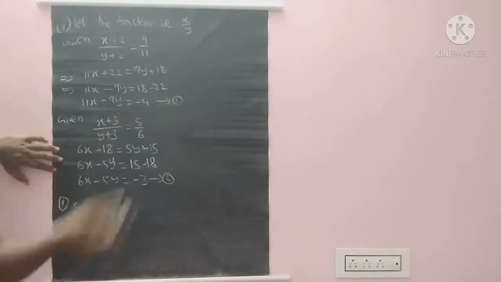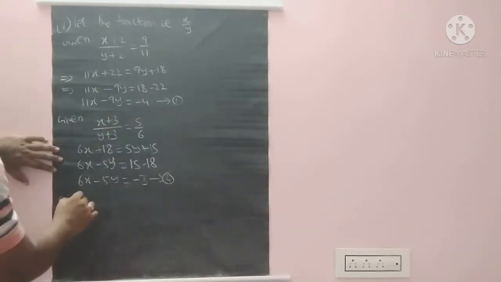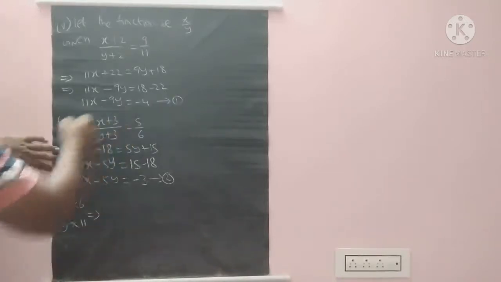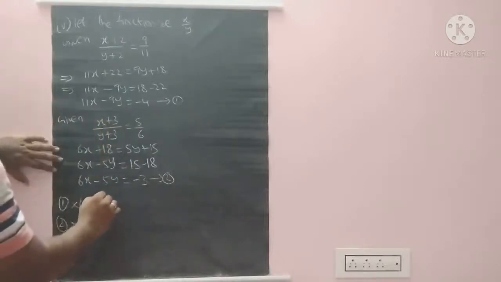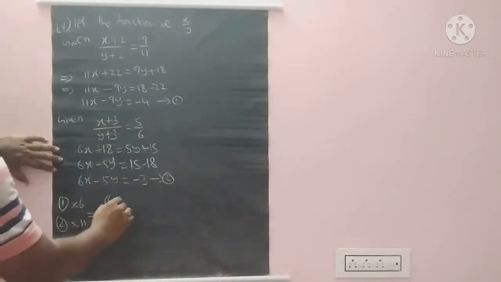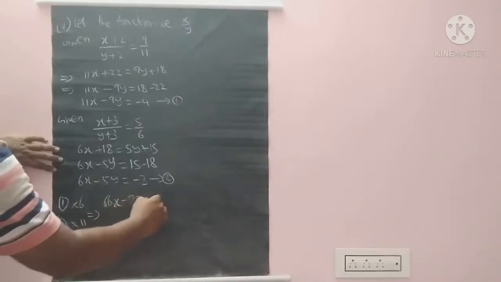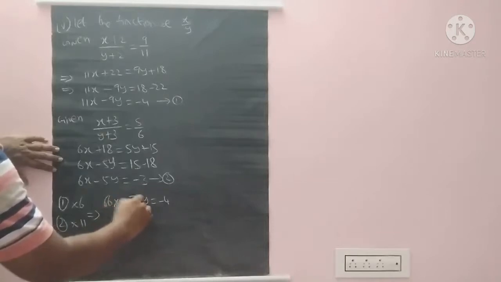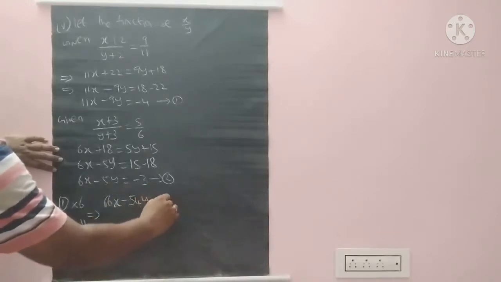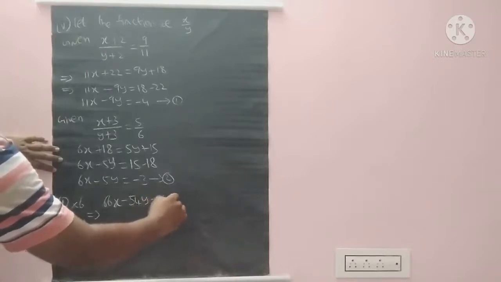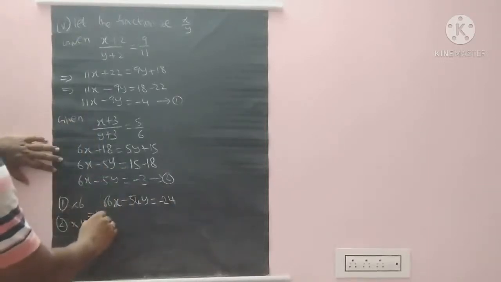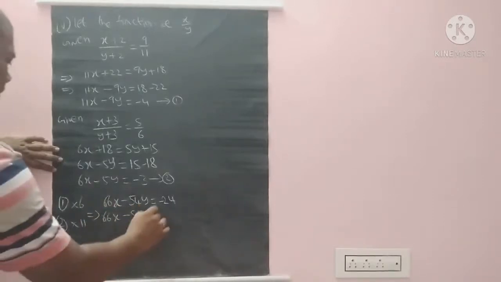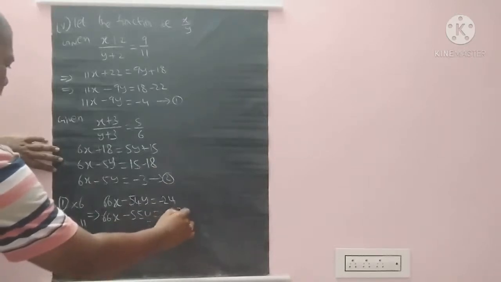Now equation 1, I will multiply with 6, and equation 2 with 11. So 1 with 6: 6 elevens, 66x minus 99y, 6 nines are 54y, minus 4 into 6, minus 24. With 11, second equation: 66x minus 55y equals minus 33.